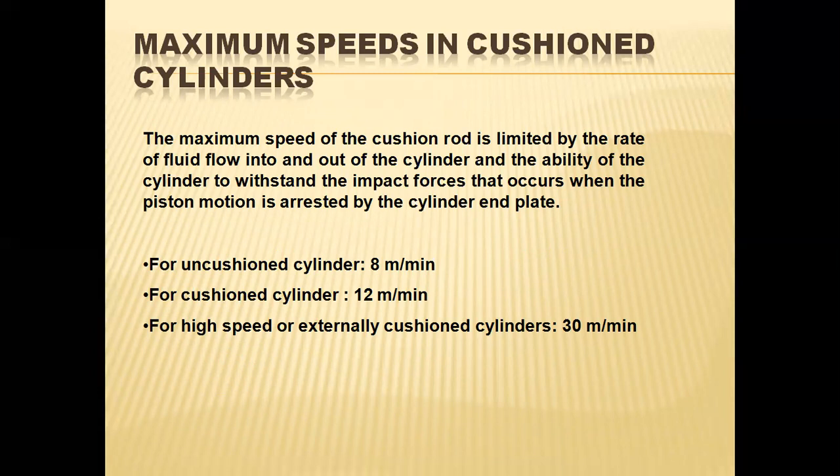For uncushioned cylinders, as per the experimental criteria, the maximum speed is 8 meters per minute. For cushioned cylinders, which maintain some pressure, it is 12 meters per minute. For high speed or externally cushioned cylinders, it is 30 meters per minute.